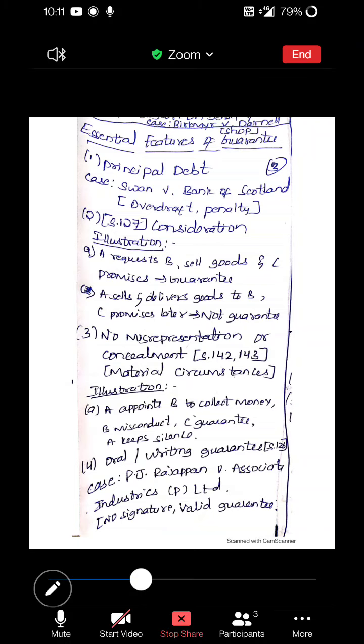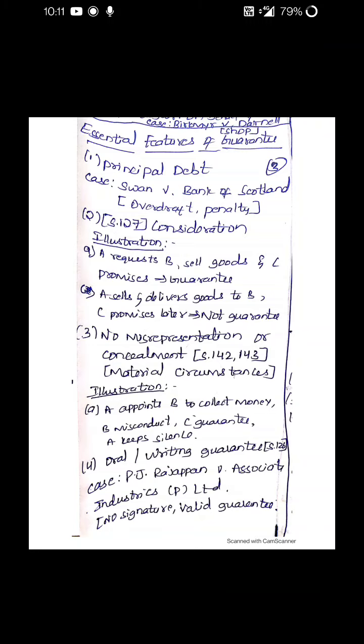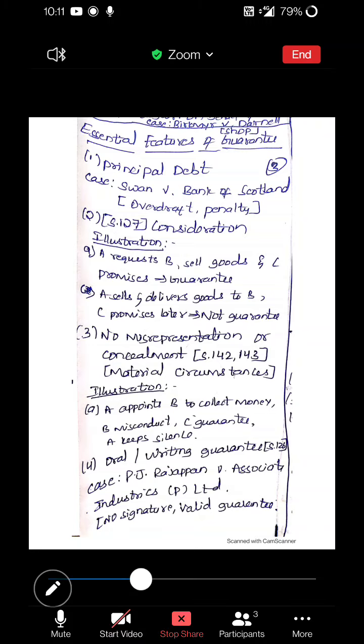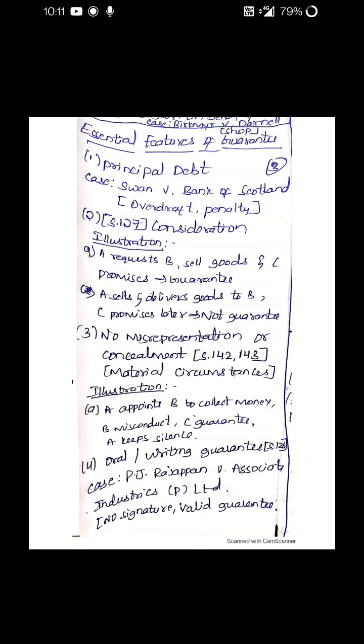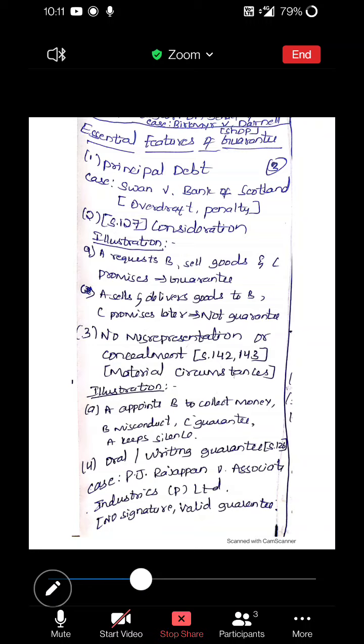The third essential is no misrepresentation or concealment. The creditor should not misrepresent or conceal any material circumstances or material facts. Section 142 says that the creditor should not misrepresent any material circumstances or material fact, and Section 143 says that the creditor should not conceal any material circumstances or material facts from the surety. He should not hide anything from the surety.